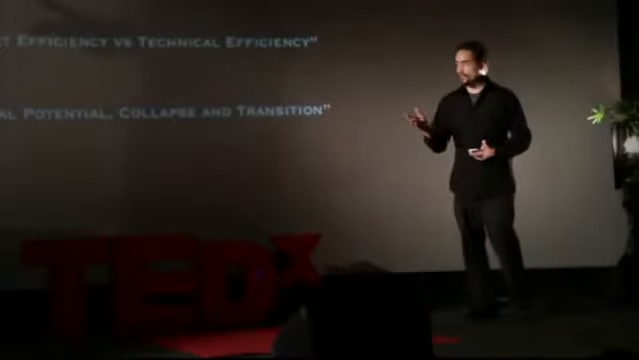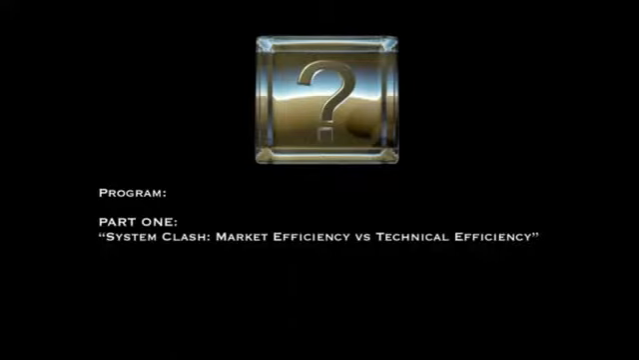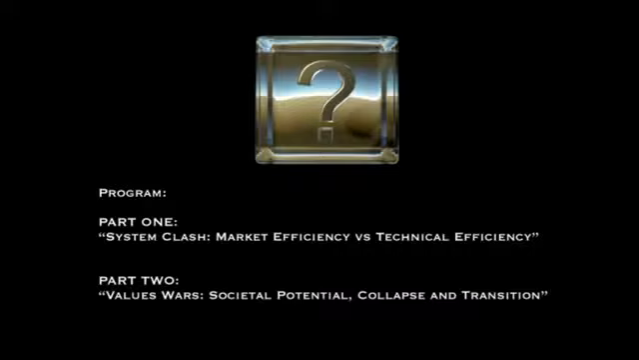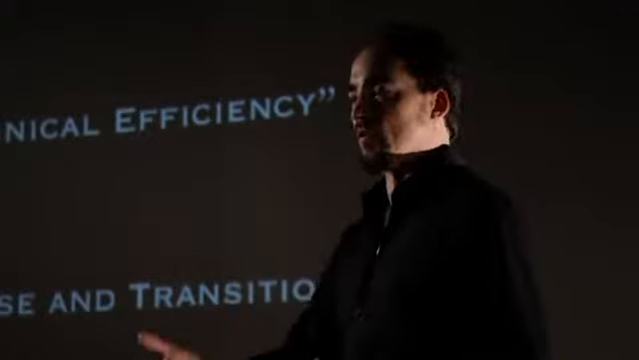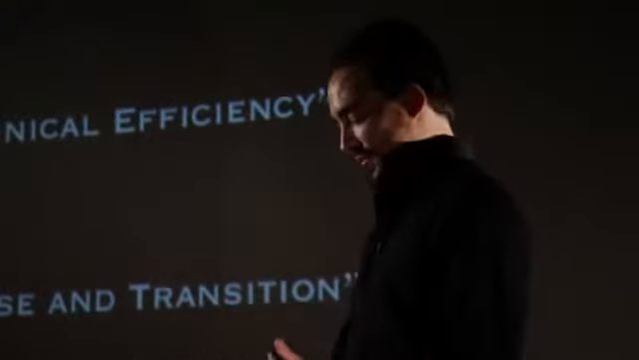I've divided this into two brief sections. The first part is called System Clash, Market Efficiency versus Technical Efficiency. Then part two, Value Wars, Societal Potential Collapse and Transition: what we're capable of doing, what's in store for us if we don't, how we can get out of this system, etc.